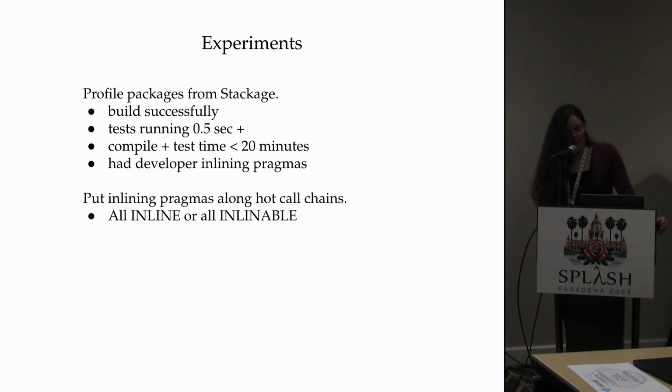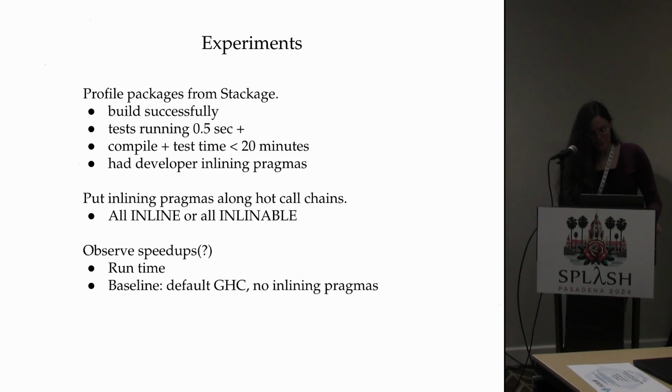OK, so we collect all the hot call chains in those packages. And then for the hot call chains, we attach, for each experiment, all inline on all of the call chains, or all inlineable. Actually, we collect both, of course, so that we can observe what happens. And the things that we're observing are, again, runtime, actual runtime. And the baseline is default GHC, default cabal commands, no inlining pragmas. So we're going to take the developer pragmas out so that we can just see what GHC would have done on its own.